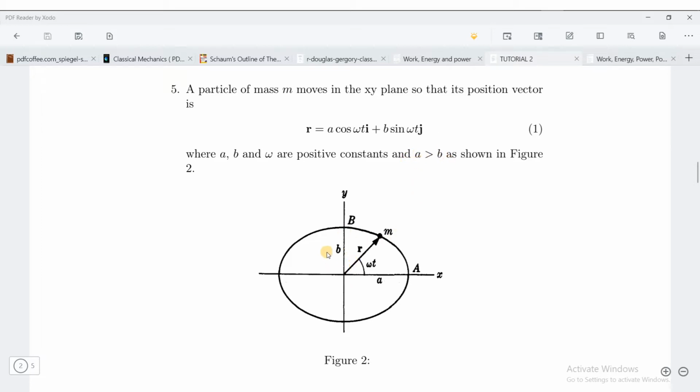As you can see from this diagram here, the distance a is greater than the distance b, as shown in figure 2 here.